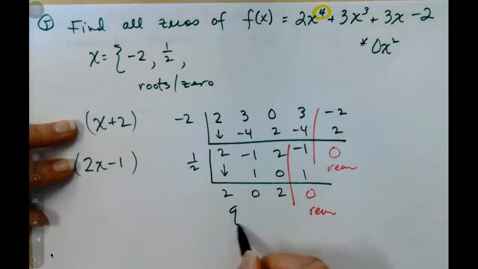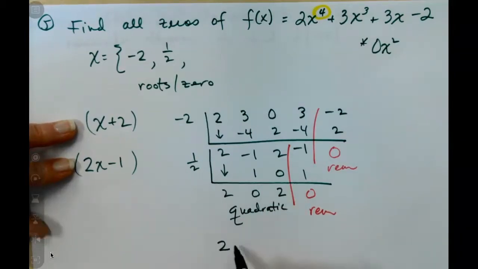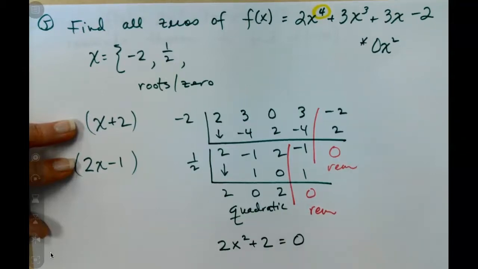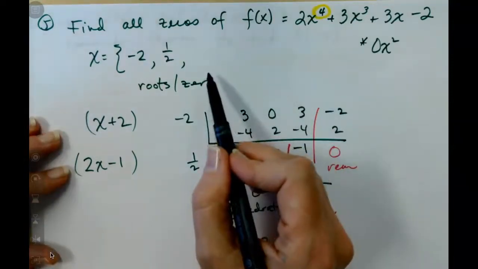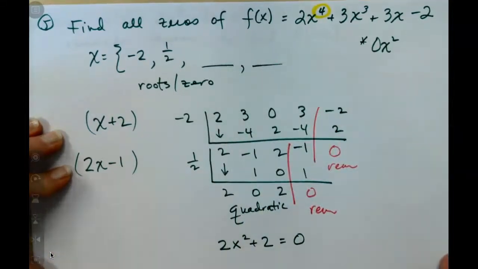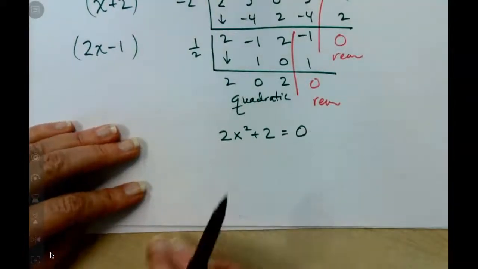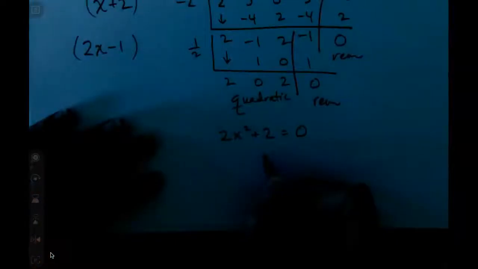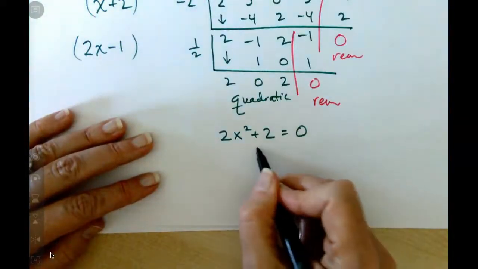So what remains here is quadratic. So we have 2x squared plus 2 equals 0. And this is the quadratic equation that we now want to solve to get those last 2 roots that we're looking for. And we know they're going to be imaginary. So if we have 2x squared plus 2 equals 0, we can factor this, or we could just use the square root property. Let's do that.